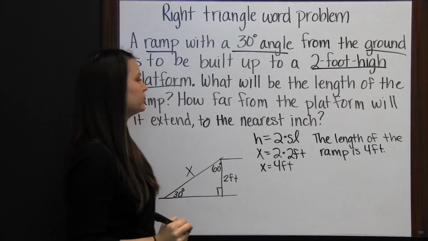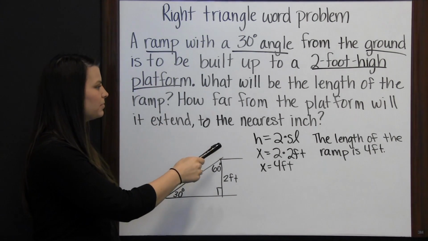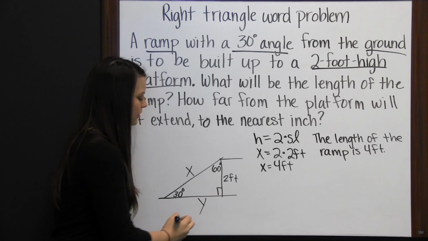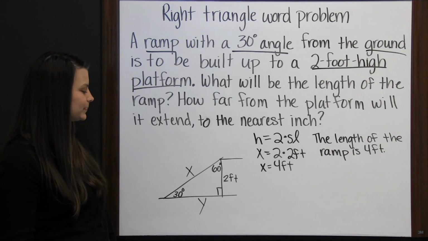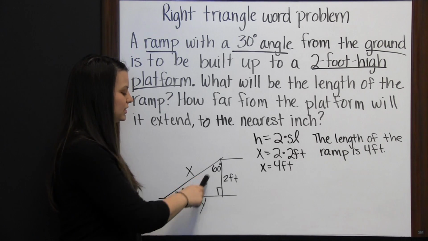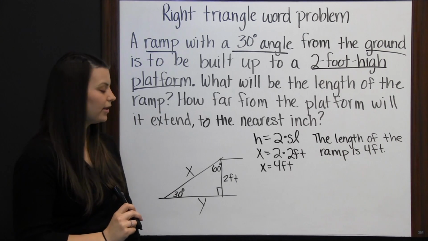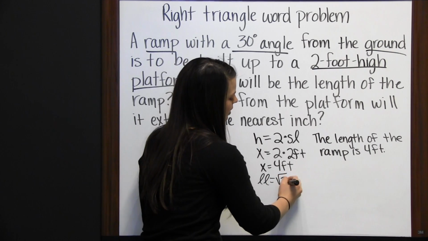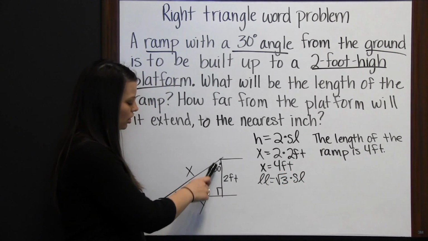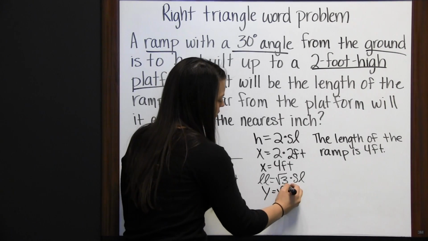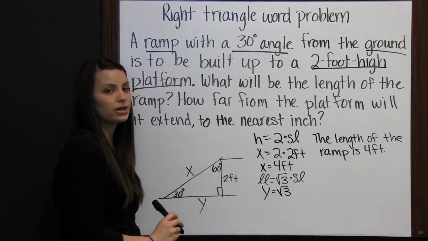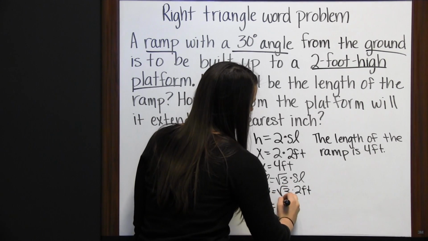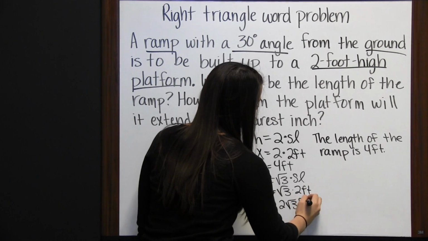So we've answered the first question. Then they asked, how far from the platform will the ramp extend? So now they're asking us to find that length. And y is across from our 60-degree angle, so that's our longer leg. And the longer leg of a 30, 60, 90 triangle is the square root of 3 times the shorter leg. Our longer leg, again, is y, equals the square root of 3 times our shorter leg, which is still that 2-foot length. So y is 2 square roots of 3 feet.